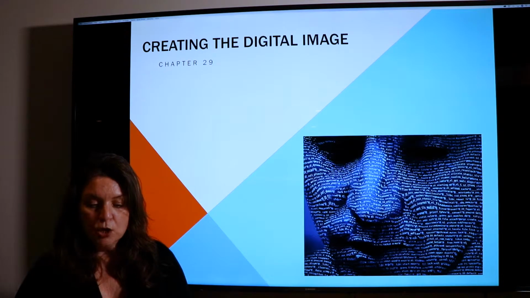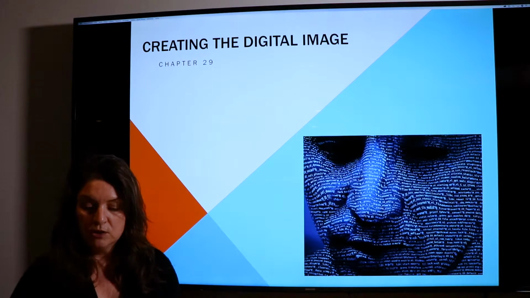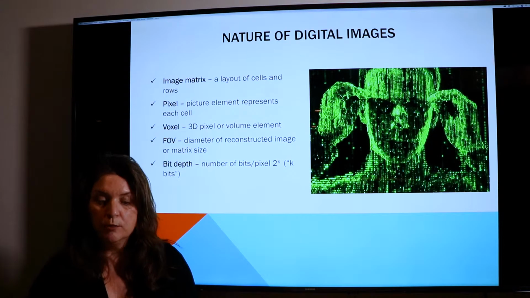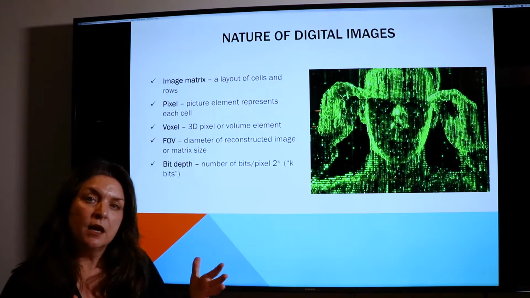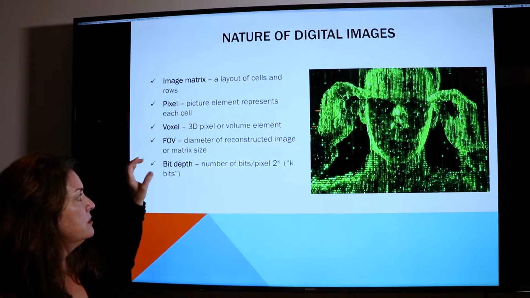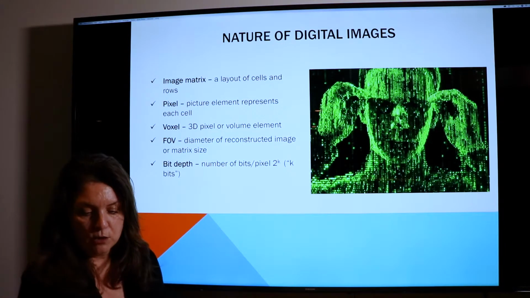I looked. So today's lecture is creating the digital image, and this first part of the lecture is going to focus on what is the nature of a digital image. So a digital image is made up of a matrix, and inside the matrix we have pixels and voxels that actually create the image that we see on the screen.